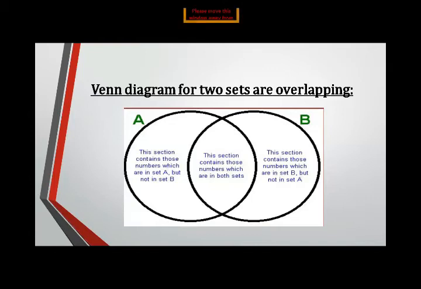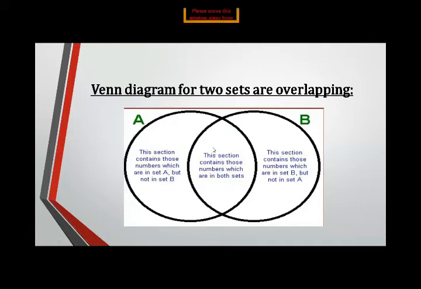Now we move towards the Venn diagram. Okay, students, this topic is not included in your book, but it is included in your syllabus and in your examination. So please be attentive. Okay, Venn diagrams for two sets. Firstly, students, what are Venn diagrams? A Venn diagram is a pictorial representation of a set.